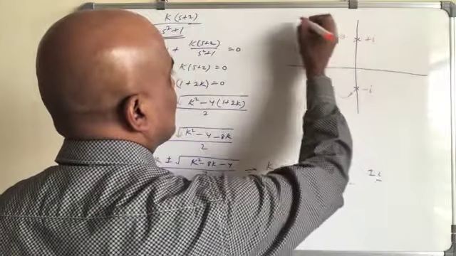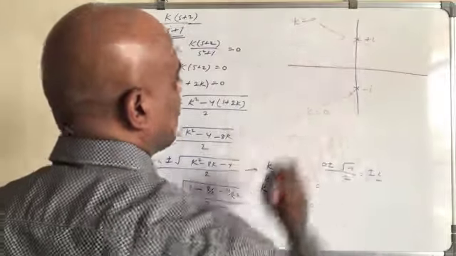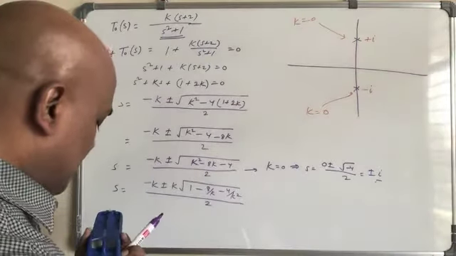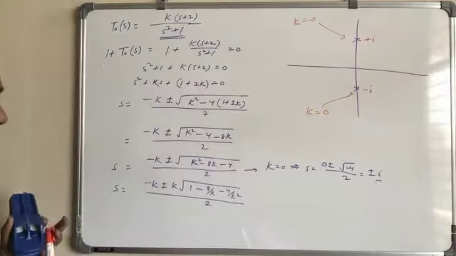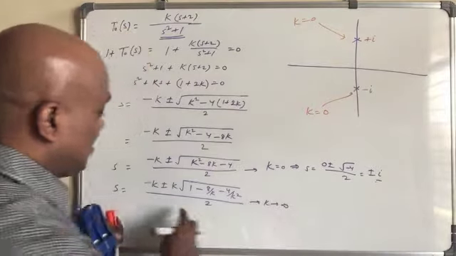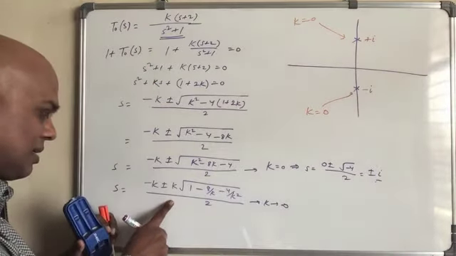So this is k equal to 0, both of them. Okay, and next is k equal to infinity, right? K tends to infinity we can use here, yeah.